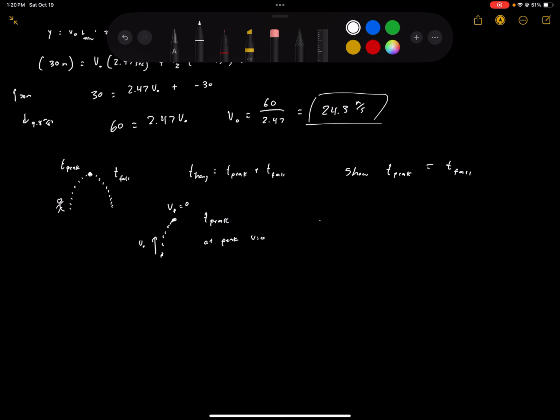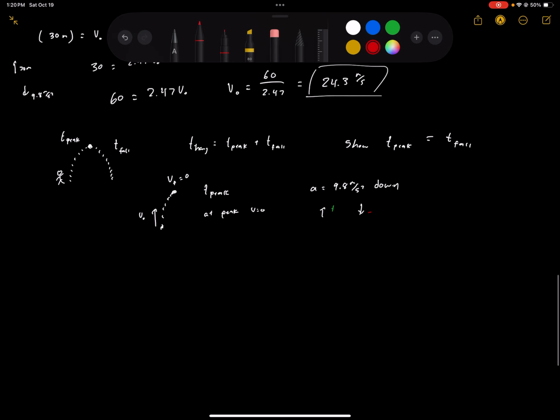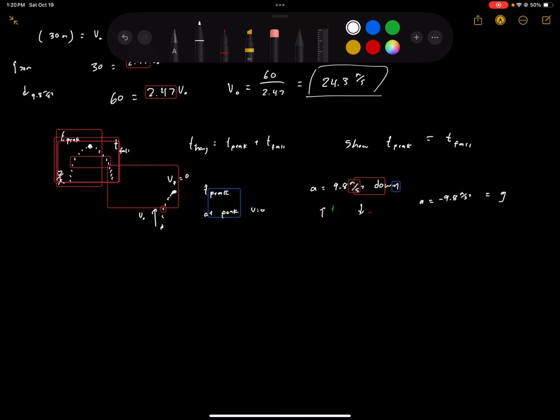So let's set up the equation. We know the acceleration is 9.8 meters per second squared going down. I'm going to call that negative. So we're going to call down negative, up is positive. In this case, our acceleration is negative 9.8. But we're not even going to be using numbers. We can just use g, which is 9.8 meters per second squared going down.